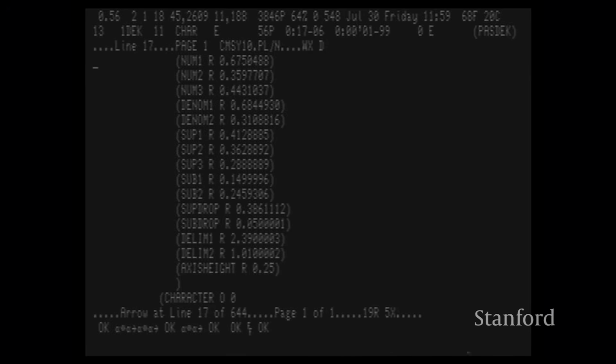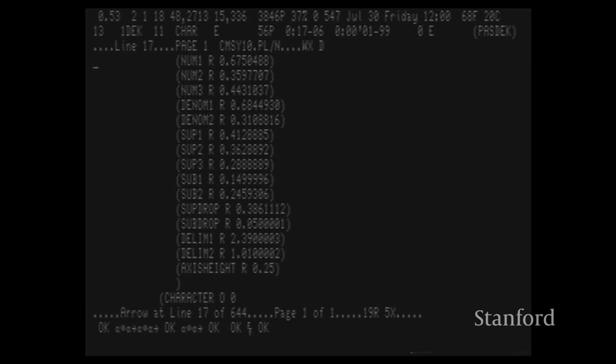Now, these also have specific meanings to TeX for math typesetting. Num1, 2, and 3 are for positioning numerators of fractions. Denominators of fractions are the next two. Superscripts and subscripts are the next classes. And then delim1, delim2 are helping to choose sizes of delimiters when you have things like binomial coefficients in text and in displays. Or rather, delim1 is for displays and delim2 is for text.